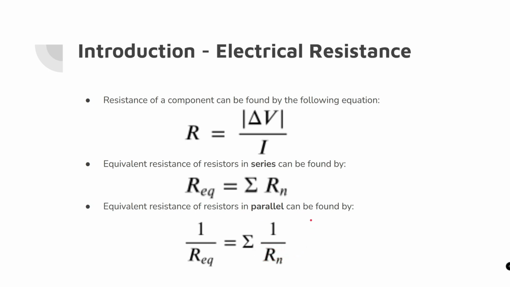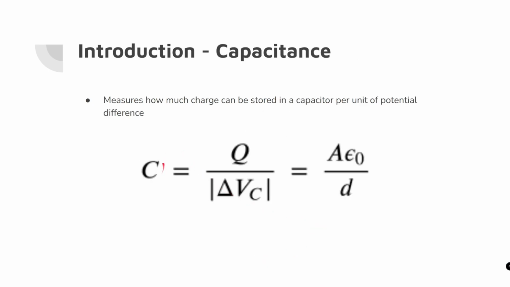And so capacitance just measures how much charge can be stored in a capacitor. So we have our charge divided by change in voltage, or just the area of a plate times epsilon naught over the distance between the plates.